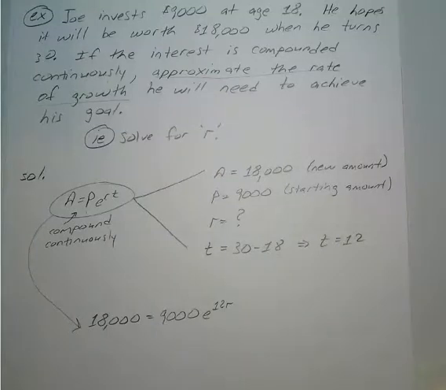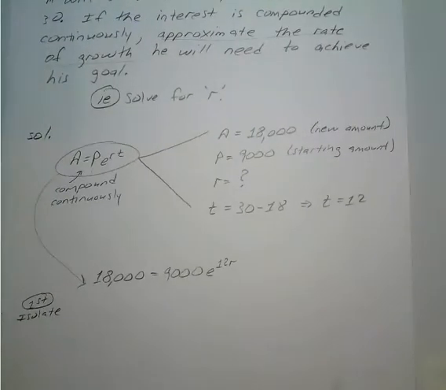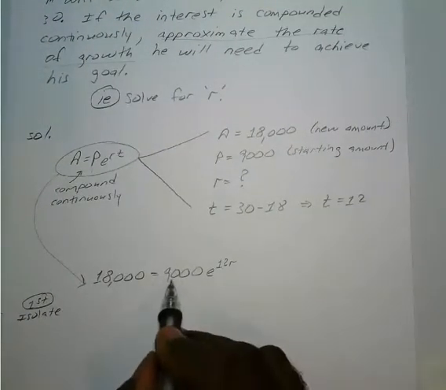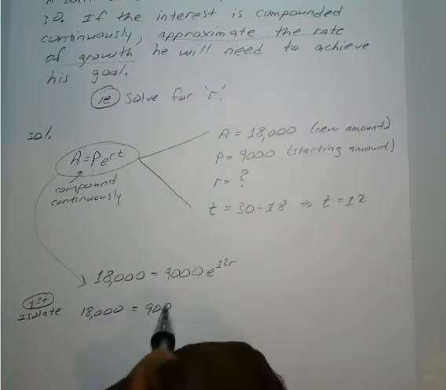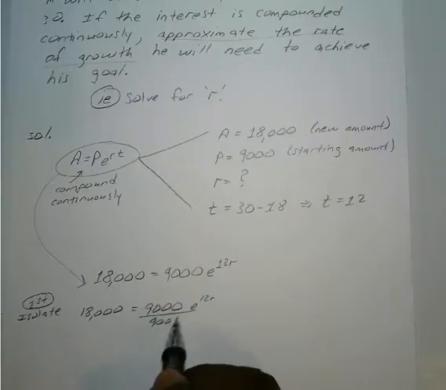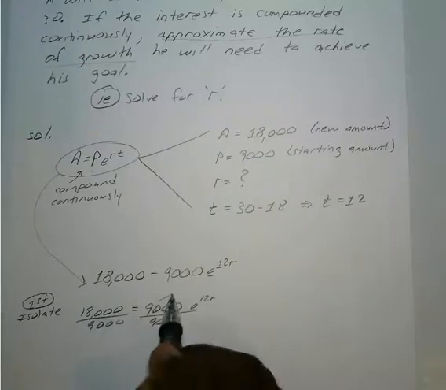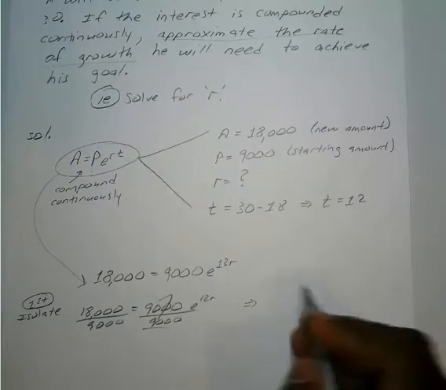Okay, and just like before, your very first step to solve is to isolate your e value. So we're going to go ahead and divide by 9,000. So if we divide both sides by 9,000, we have 18,000 equals 9,000 e to the 12r, divide both by 9,000. That means e to the 12r equals 2.